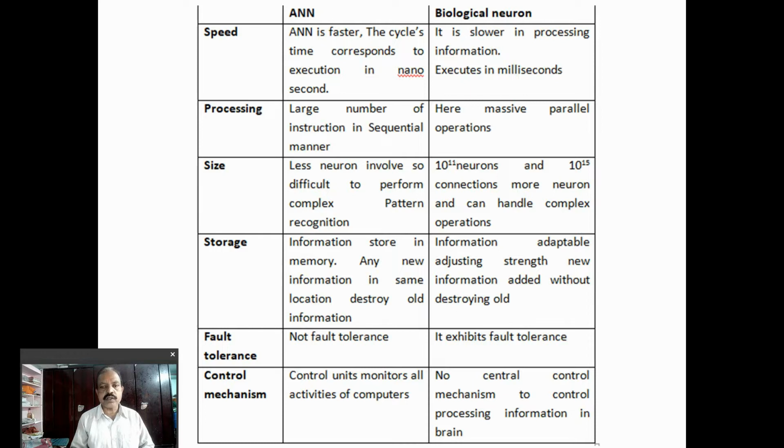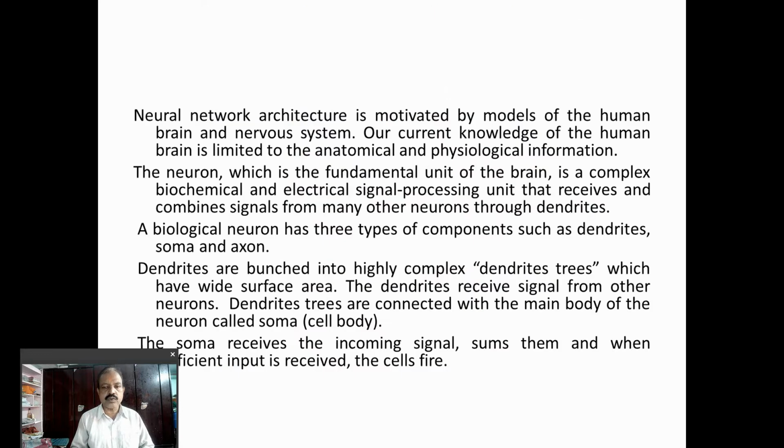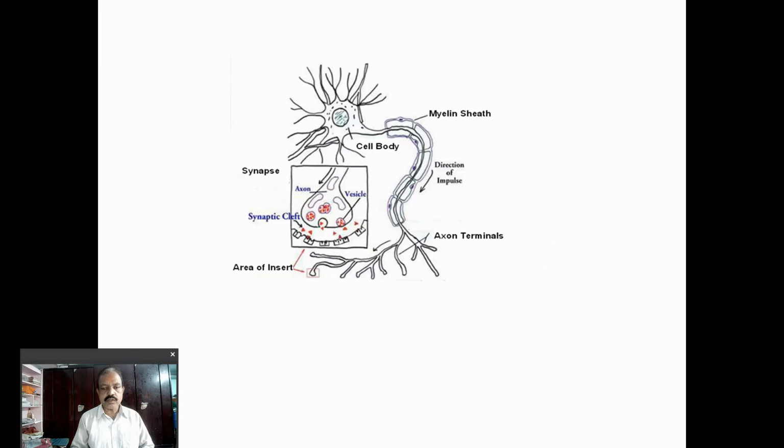This is the part we have already covered, the difference between the biological neurons and the artificial neural network, in terms of speed, processing, size, storage, fault tolerance, and control mechanism. So in our first video we have already covered these things. Then this neural network architecture is motivated by models of the human brain. So this part also we have covered.